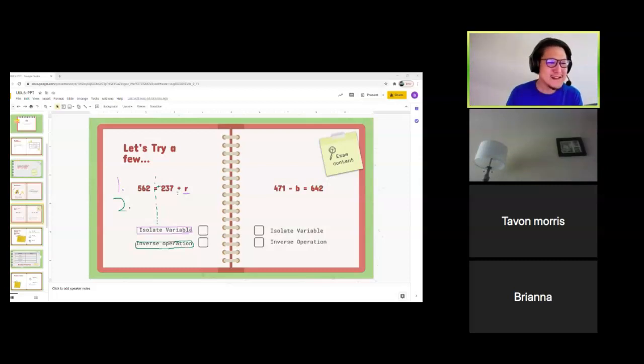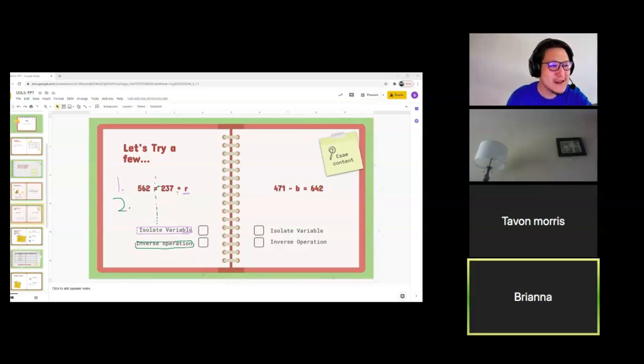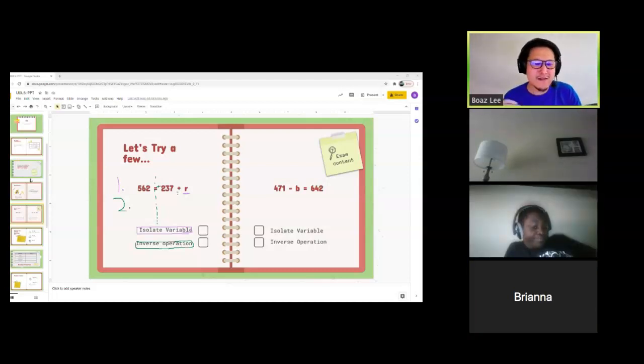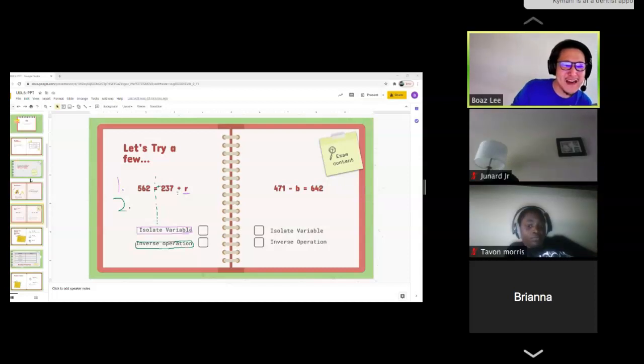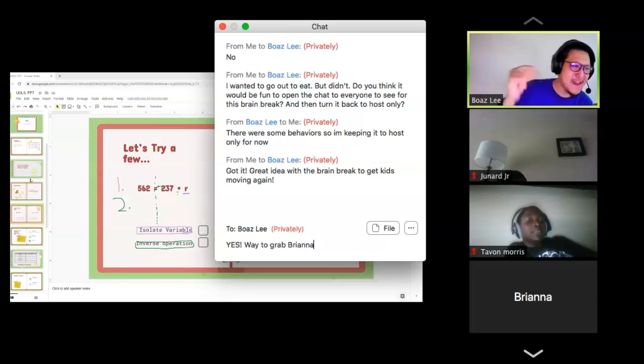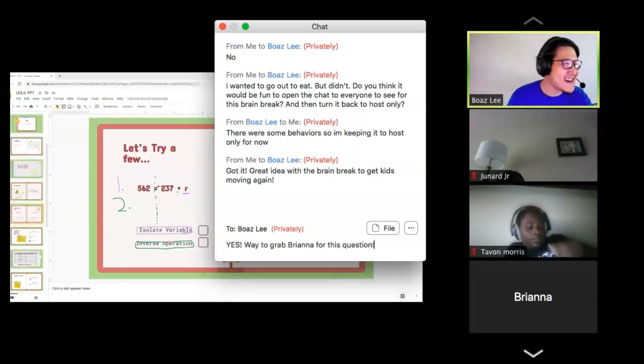I love it. Yes, Brianna, what's up? So this is my guided practice. I'm just going to ask for participation, and I'll start to let you know where the notes really kick in, okay? All right. So, hey, Brianna, while you're here, what is the inverse of addition? So what is the opposite of addition? There you go, subtraction. All right, let's keep it going.